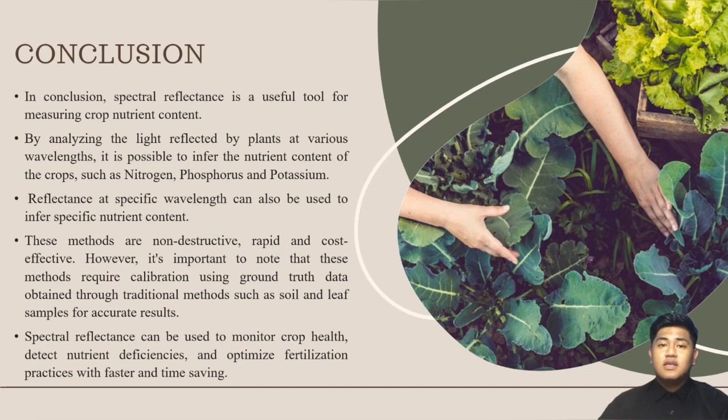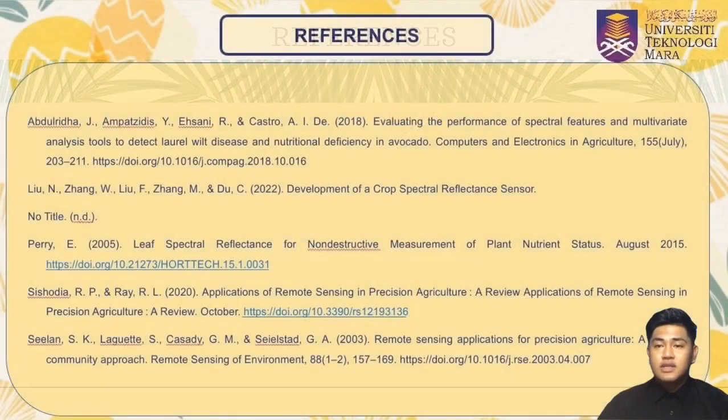Spectral reflectance can be used to monitor the crop health, detect nutrient deficiency, and optimize fertilization practices with faster and time saving. Okay, this is our references.